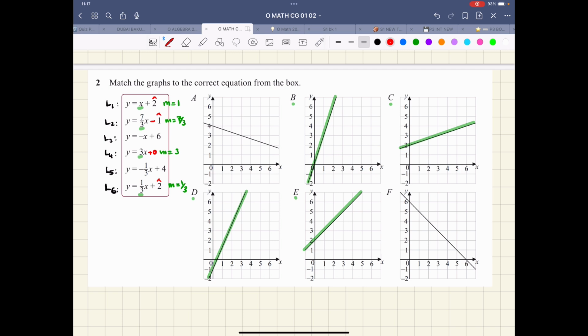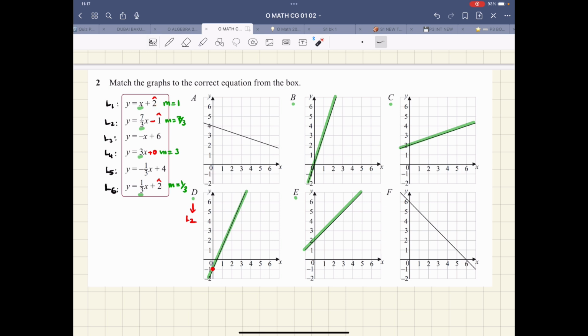So let me figure out the negative 1. That's right over here. So that was easy to determine. In other words, D is line 2. Got the idea? D is line 2. Why? Because it has a positive gradient and the y-intercept is negative 1. That's the negative y-intercept.